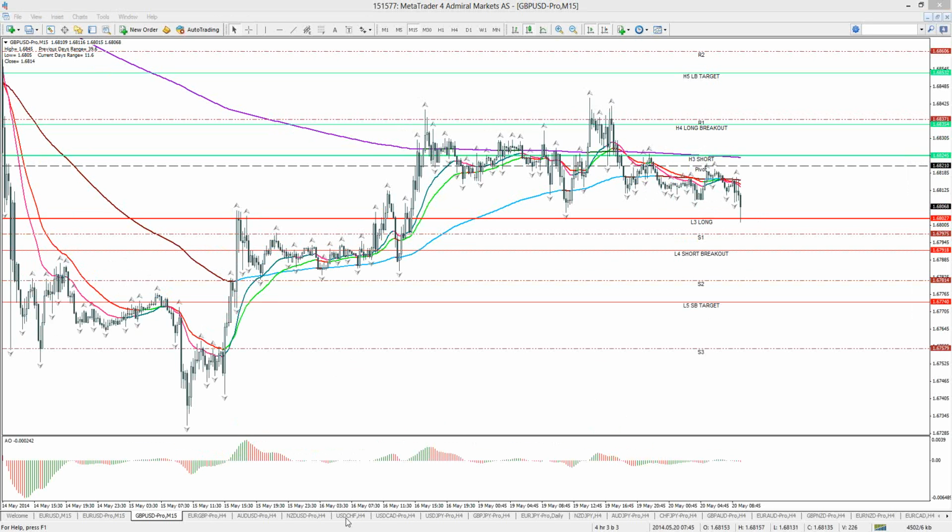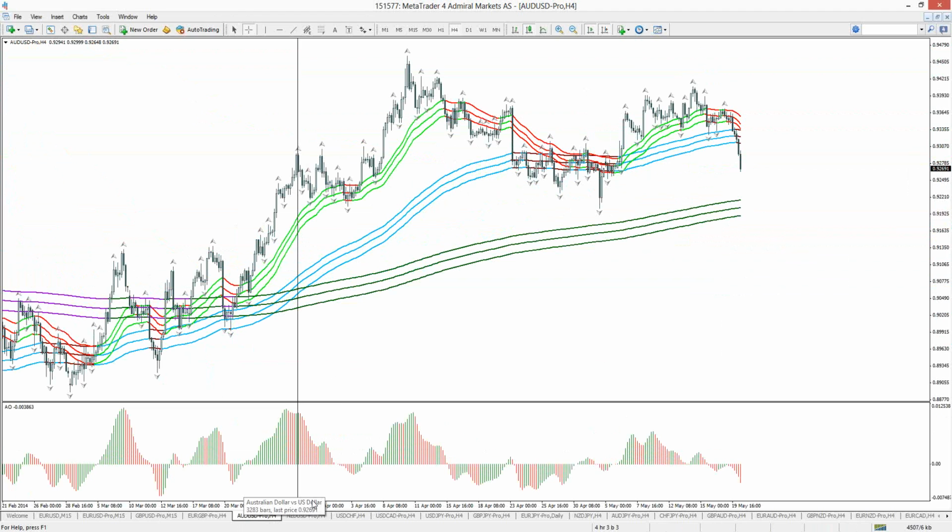Monday yesterday was small, so the levels here are quite tight. Obviously, there could be the breakout to the downside here if we start moving below L4, for instance. Looking at the Camarilla. Aussie USD.